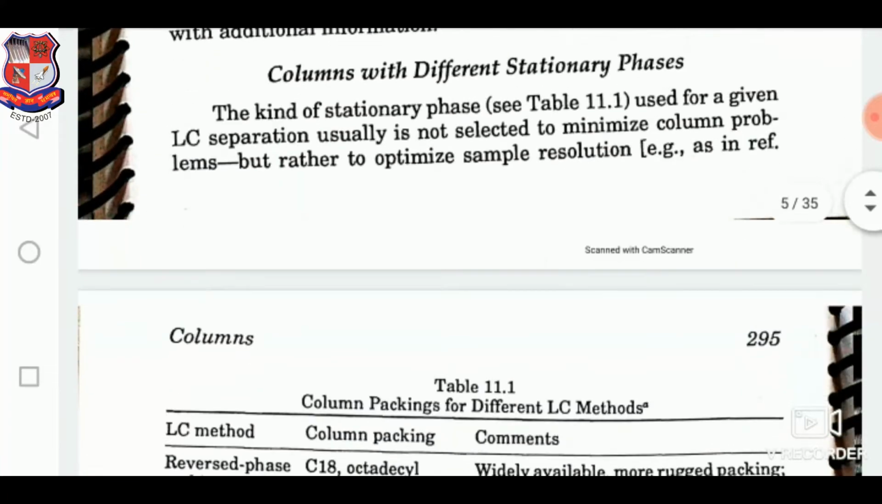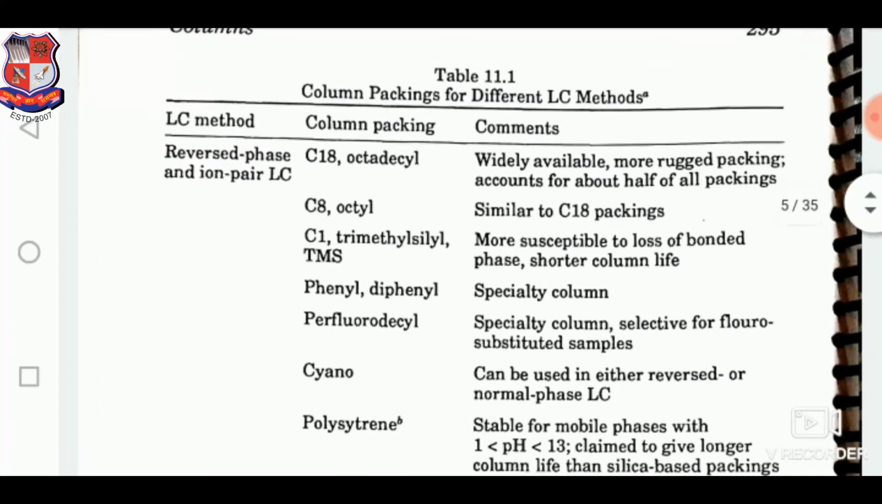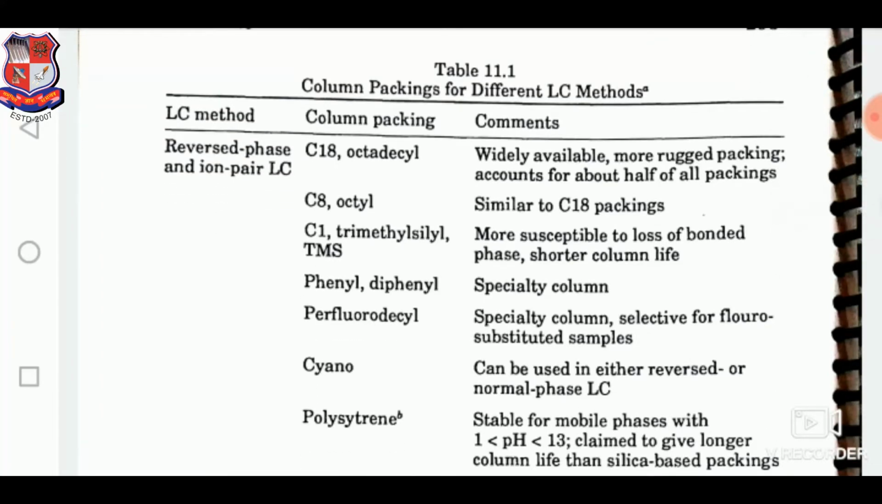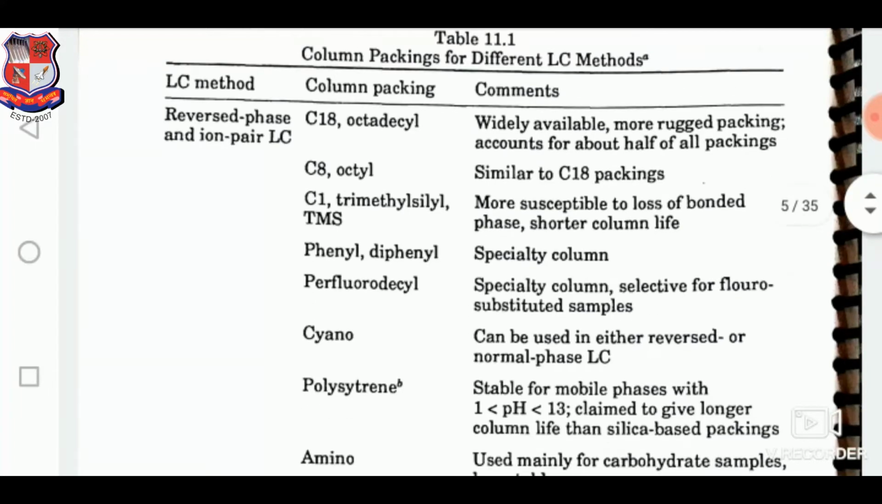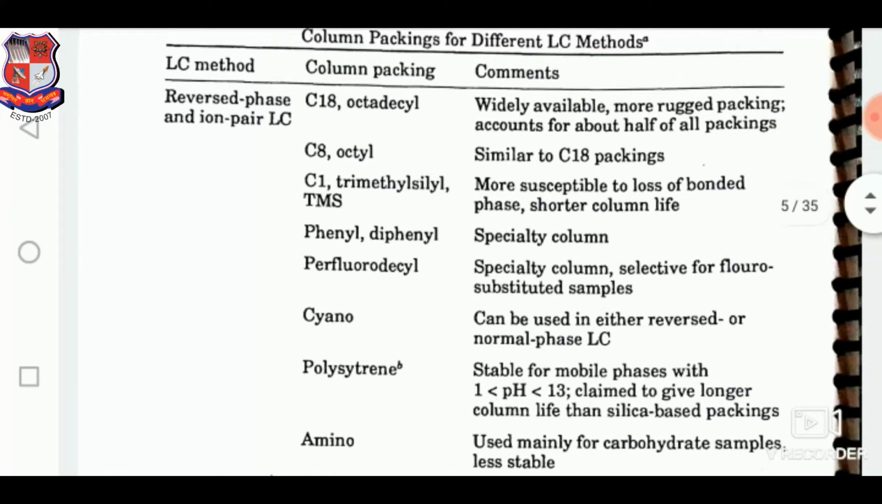Column with different stationary phases. And this table illustrates how column packings are available in the market. For reverse phase, C18 octadecylsilane is there. C8 octyl column is there, trimethylsilane TMS column is there, and these are the comments for that. C18 octadecylsilane is widely available, a more rugged packing, and accounts for about half of all packings. C8 octyl is a column similar to C18 packing.